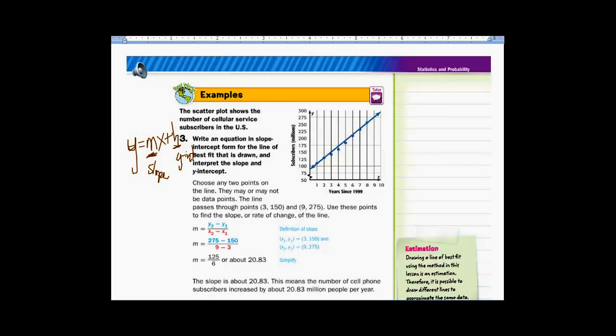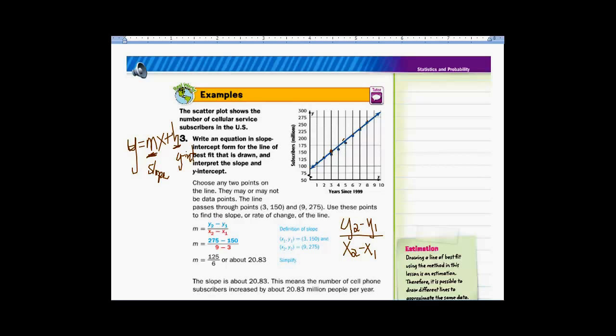Okay, so if we have this line right here, we should be able to figure out the slope rather quickly. Our slope formula, y2 minus y1 over x2 minus x1. You don't necessarily have to pick these data points, because remember, the line doesn't go through all of them. So I would pick ones that my line actually goes through. So my line actually goes through, let's say like (3, 150). It goes through that one right there.